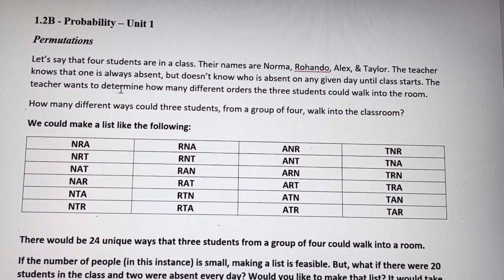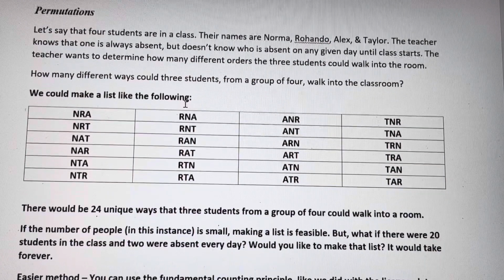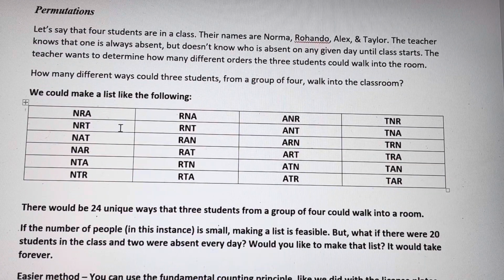The teacher knows that one student is always absent, but doesn't know who that's going to be on any given day until class starts. So that means 3 students are going to be in the class every day. The teacher wants to determine how many different ways, how many different orders, the 3 students could walk into the room. Again, remember, we don't know who's going to be absent, so it could be any 3 of these 4 students. So one thing we could do is make a list.